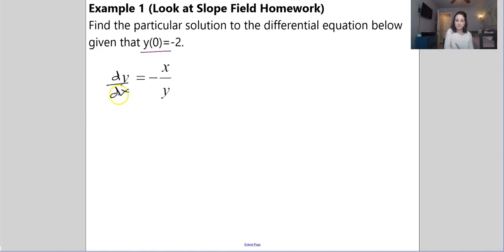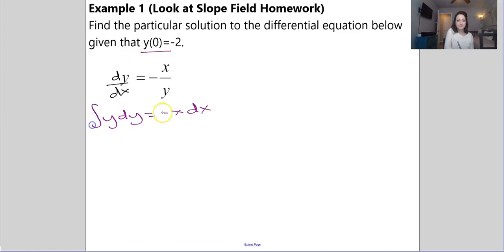So we first want to separate our variables. I can tell I want y on the left, x on the right. I'm going to need to multiply by dx. And what do I need to do to the y on the right side? I need to multiply by it as well. So when I multiply, it should be in the numerator. So I get y dy equals negative x dx. That's my first step, separate.